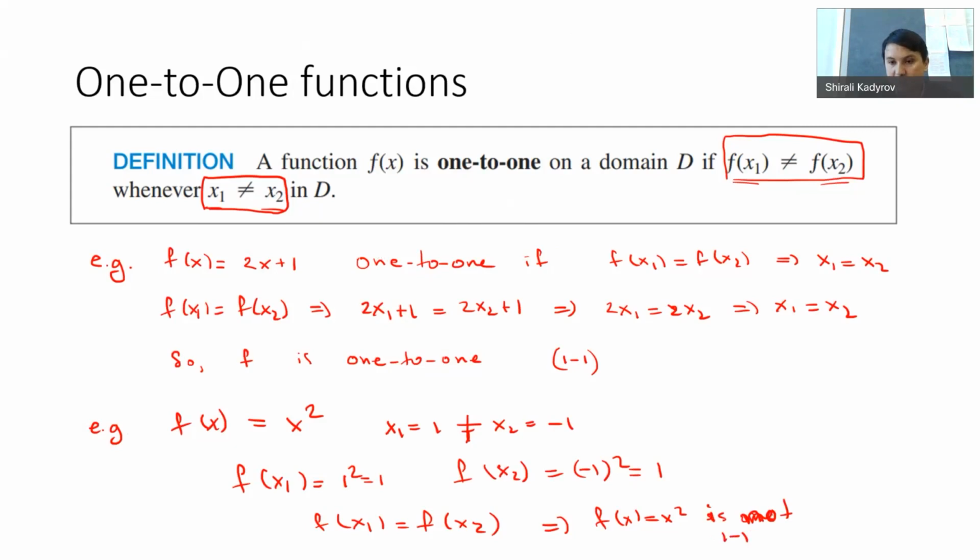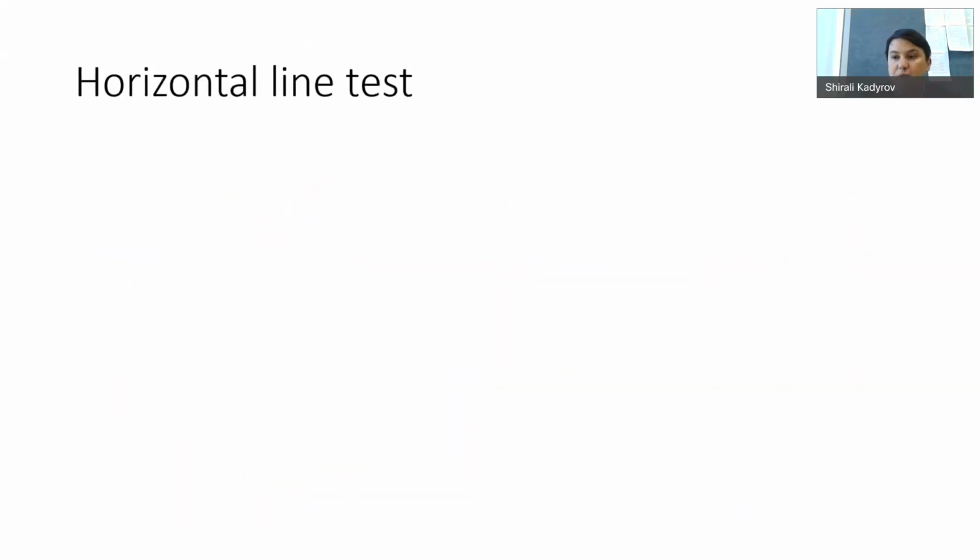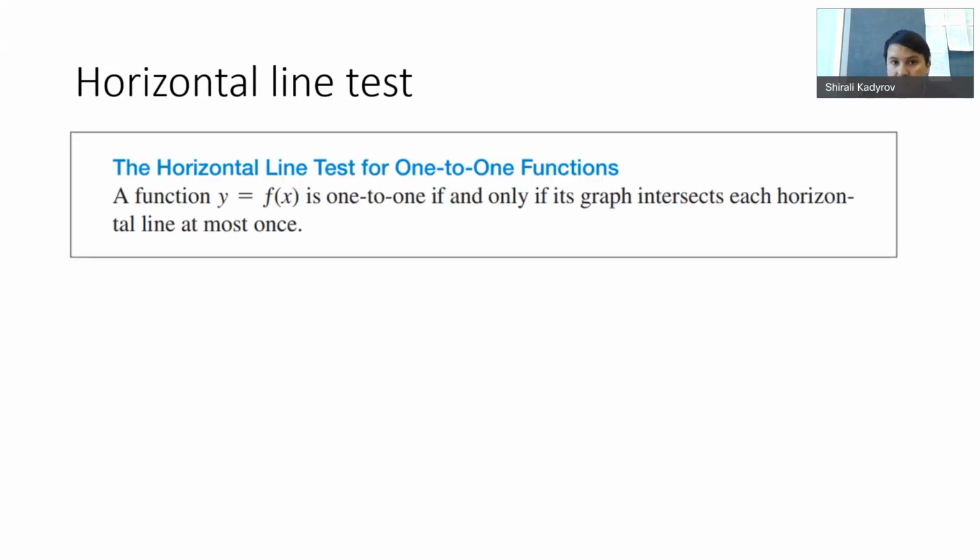How do we check graphically? Graphically it's the horizontal line test. That's the next objective. You remember, to see if it is a function, we introduced the vertical line test in previous lectures. Now this is the horizontal line test. This is useful to check if the function is 1-to-1. What it says is the following: a function is 1-to-1 if and only if its graph intersects each horizontal line at most once. At most once.